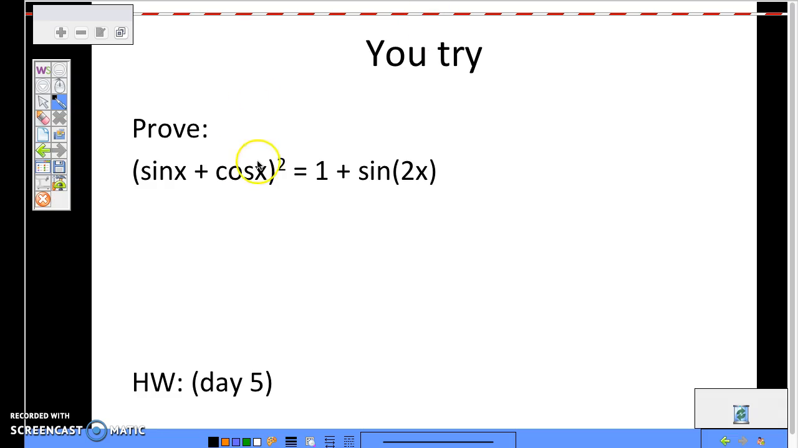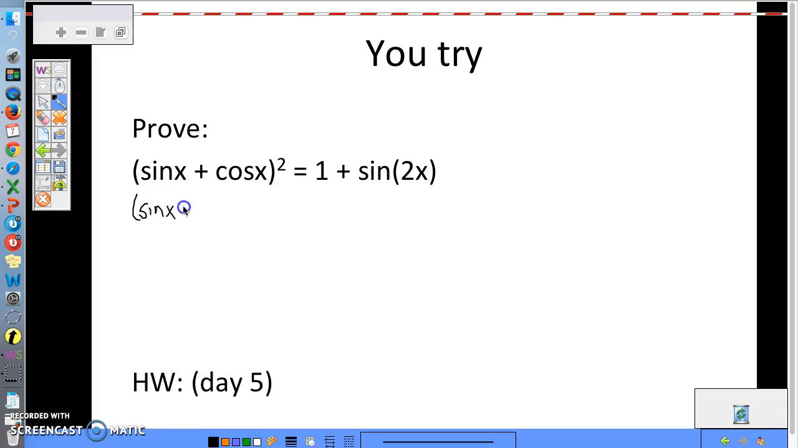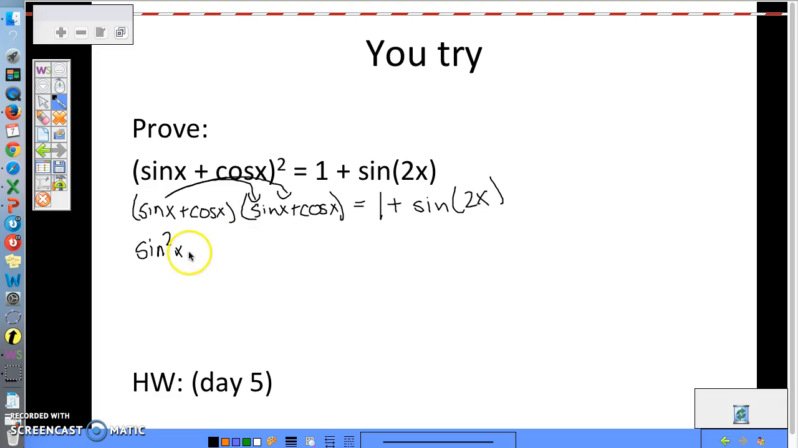And this last one, to prove it, well, what does squared mean? Squared means we have it twice. So we have the sine of x plus the cosine of x times the sine of x plus the cosine of x equals 1 plus the sine of 2x. Well, let's multiply this out. So this is sine squared of x. Then we have plus sine of x cosine of x, plus cosine of x sine of x, plus cosine squared of x.